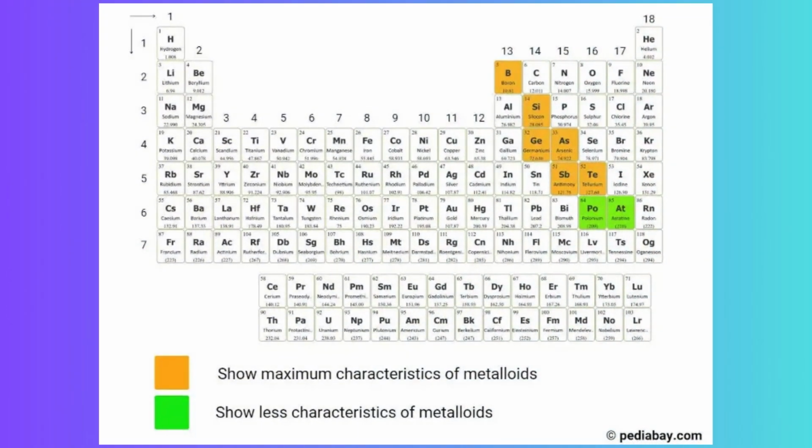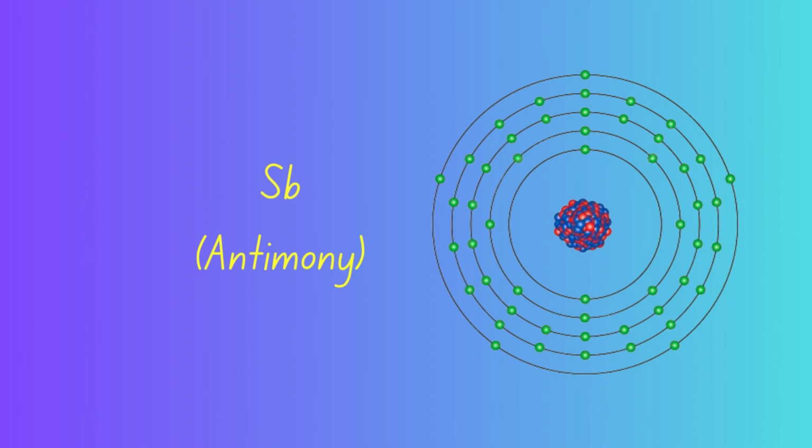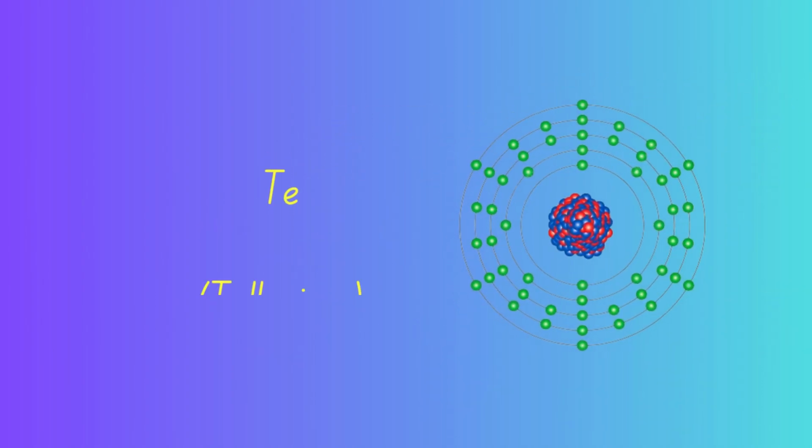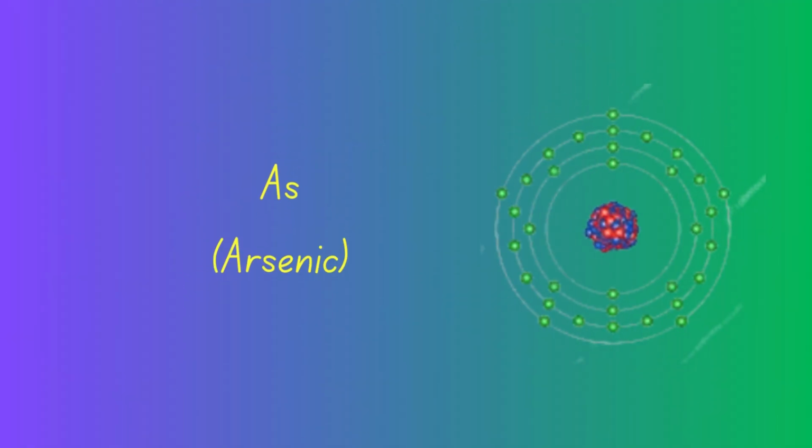Metalloids are the smallest group of elements on the periodic table. Only 6 metalloids are known to man. They are antimony, tellurium, silicon, germanium, arsenic, and boron.